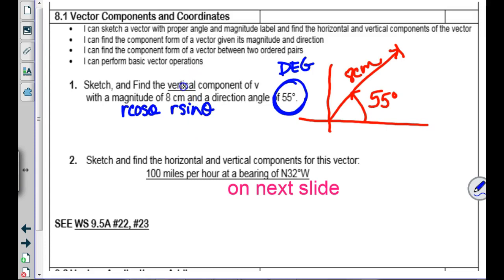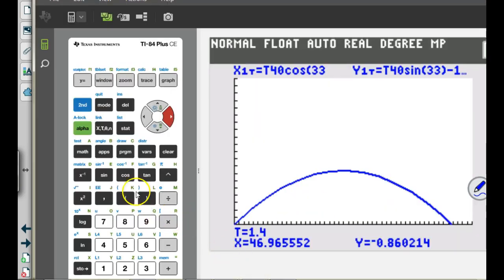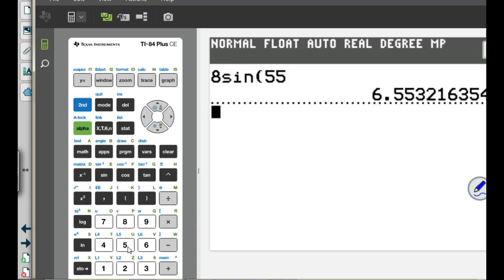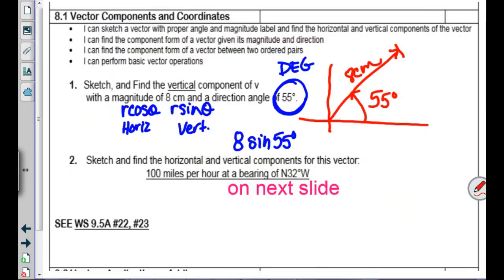Which one is going to be vertical though? Yeah, this would be horizontal, right? X goes across. Y would be the vertical. So for this particular one, we just need 8 sine of 55 degrees. So we're still in degrees. 8 sine 55. 6.55. I think it specifies on the quiz the number of decimal places, but the vertical component was 6.55.